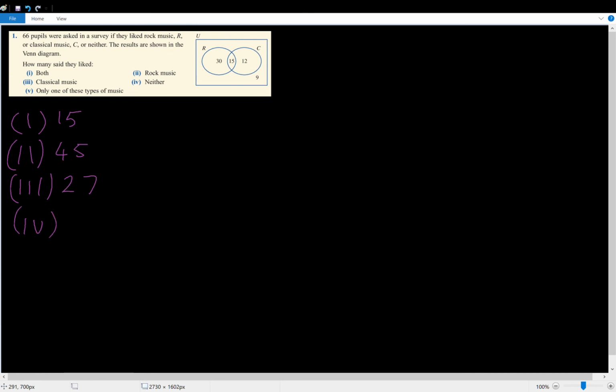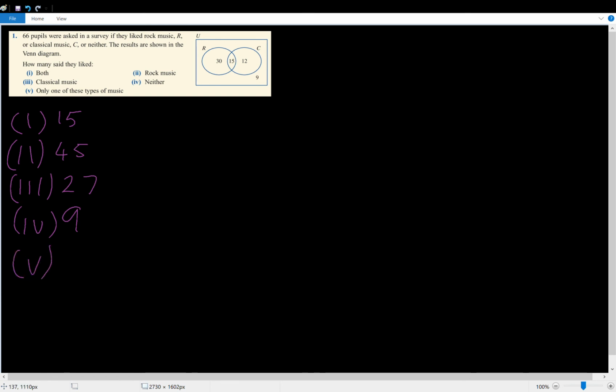And then for part 4, we're asked how many like neither. Well, the people who like neither wouldn't be inside either of these circles, because the people inside the R circle like rock music, and the people inside the C circle like classical music. So anybody who liked neither of those must be outside. And we can see there's a number outside there, which is 9. So 9 people liked neither.